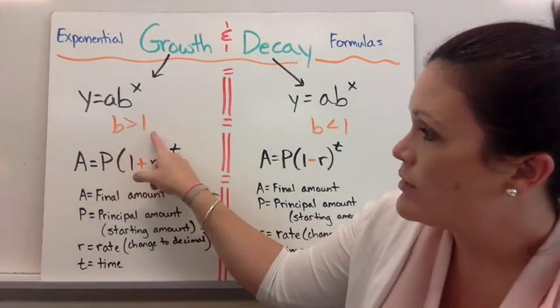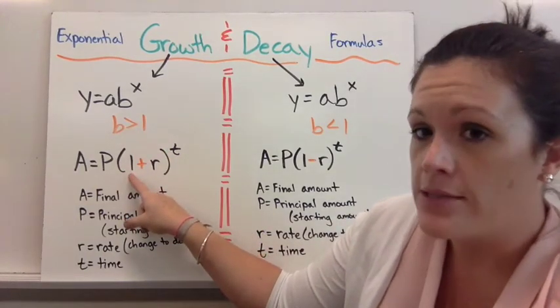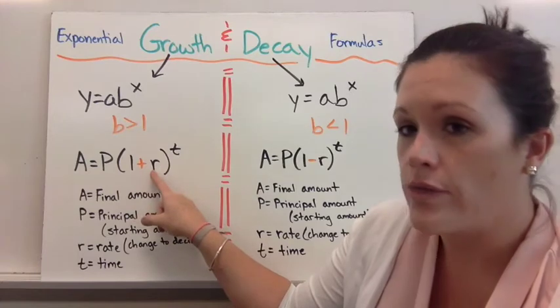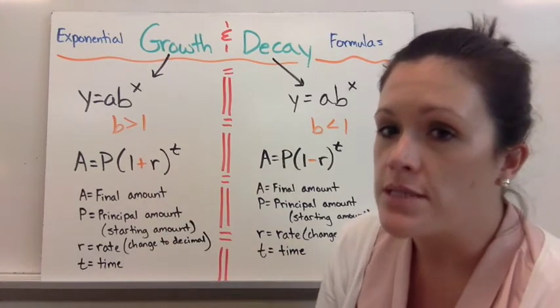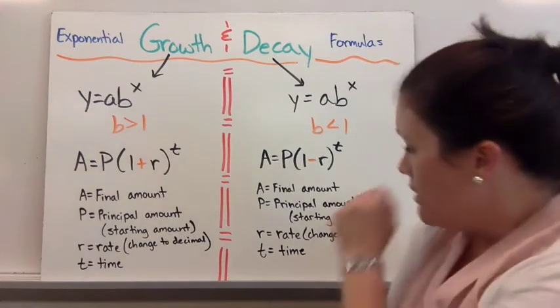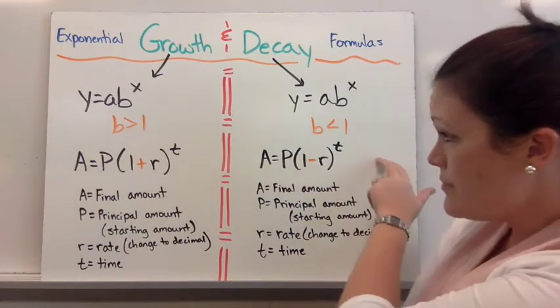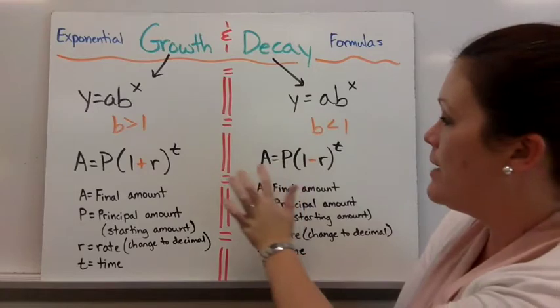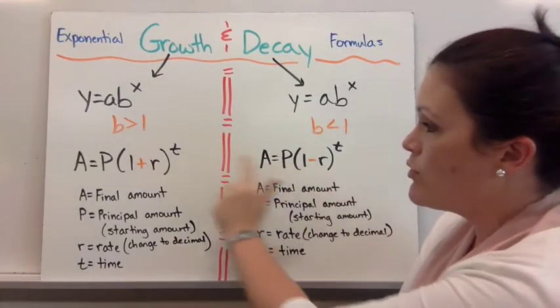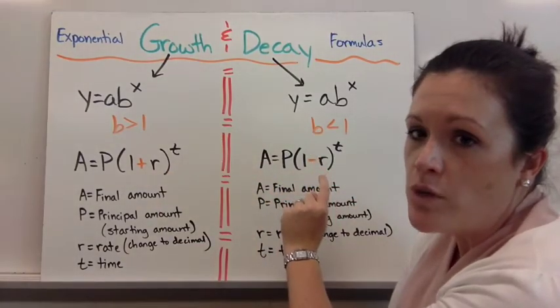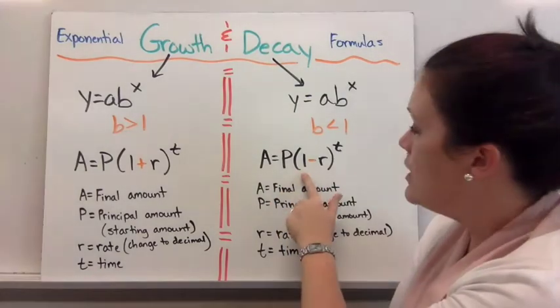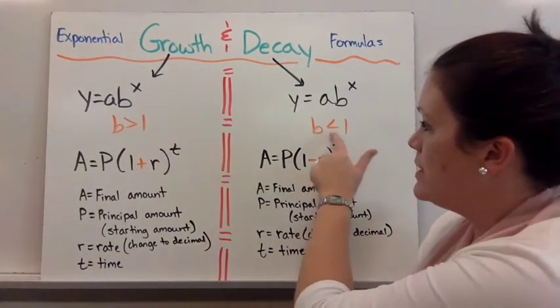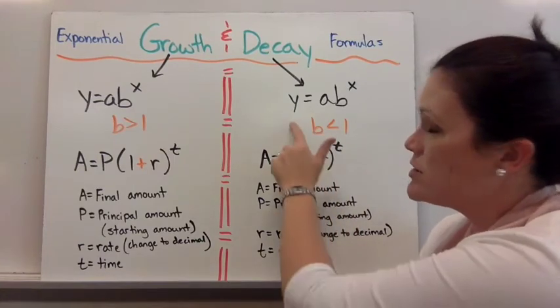Because b is greater than 1, it would make sense to add to 1, so it'd be more than 100% of what you started with, for example, because the 1 represents 100%. So for decay, we can use the same idea here, and the same formula applies to decay. It's just 1 minus r. So it makes sense that if the 1 is 100% and you subtract the rate, then b is less than 1. So these two formulas go hand in hand.